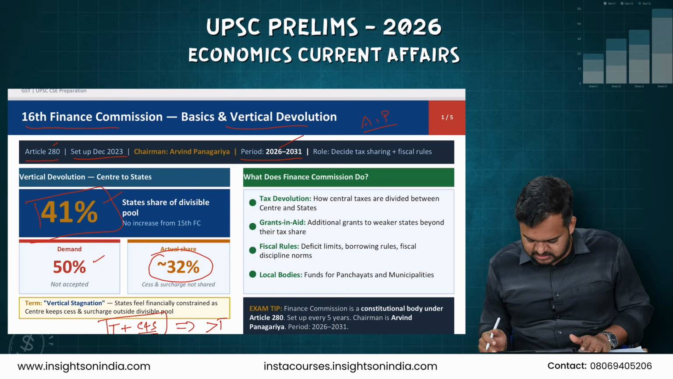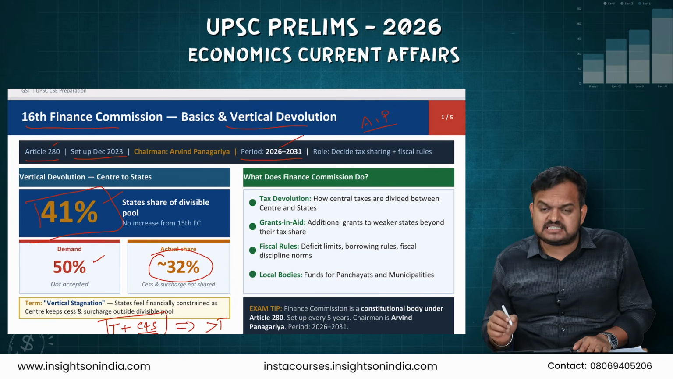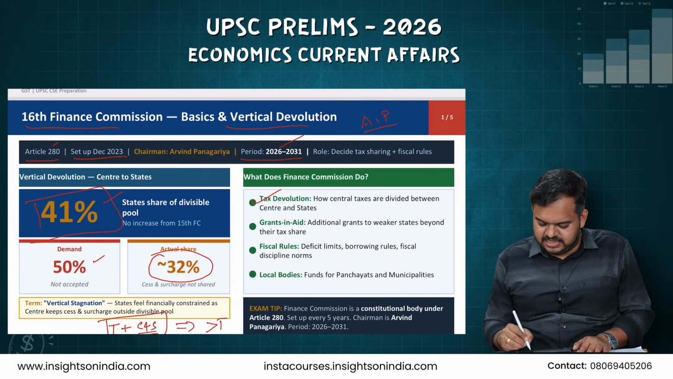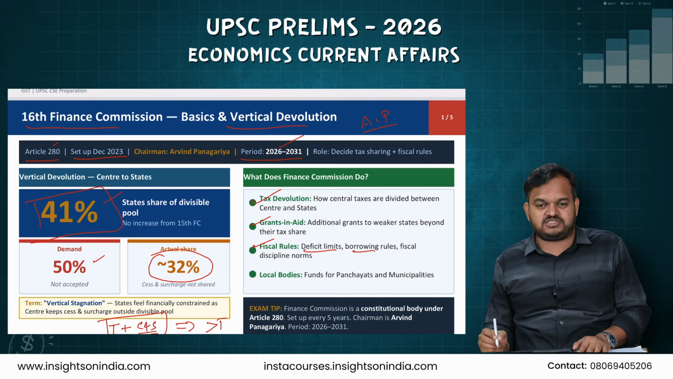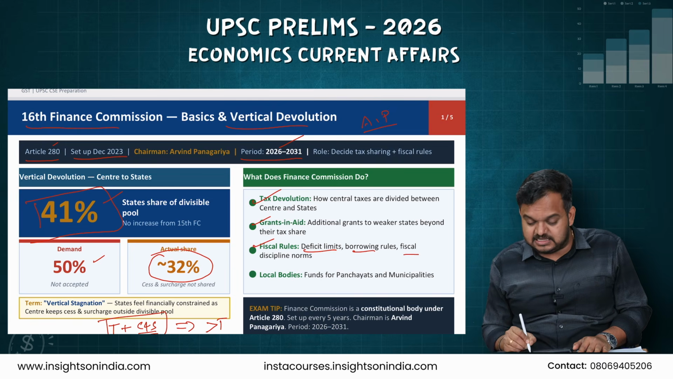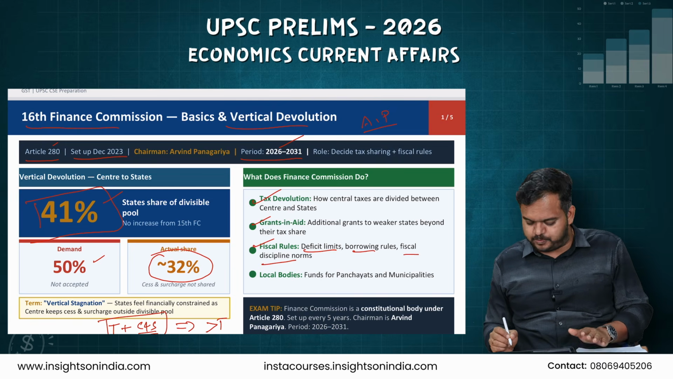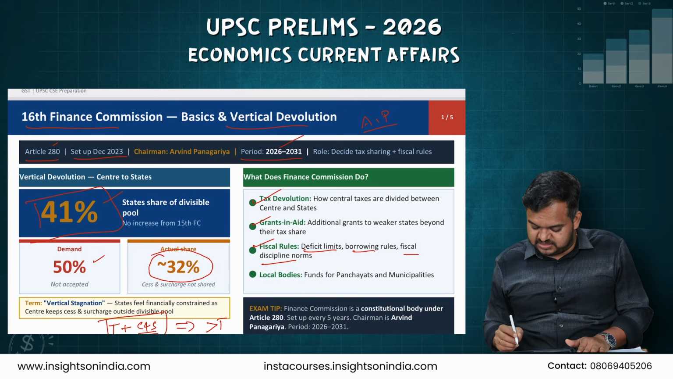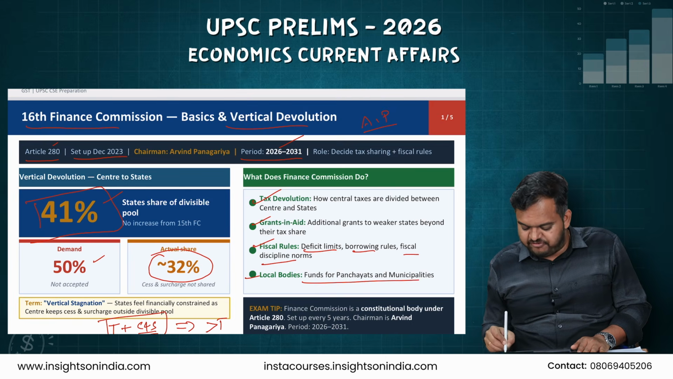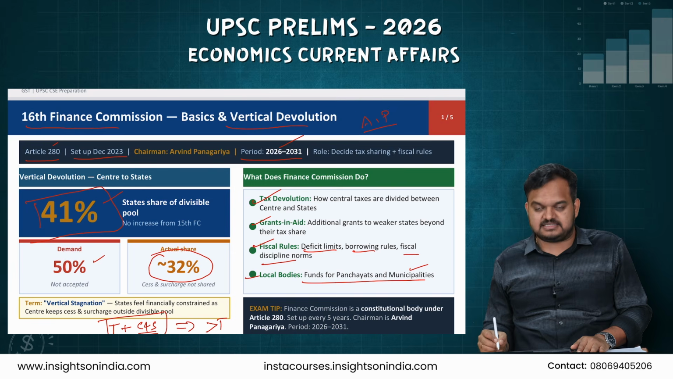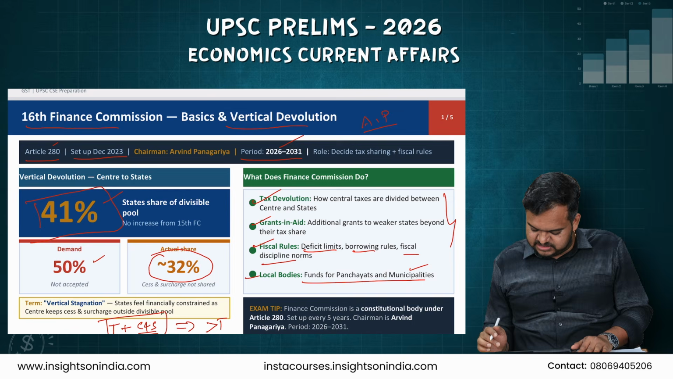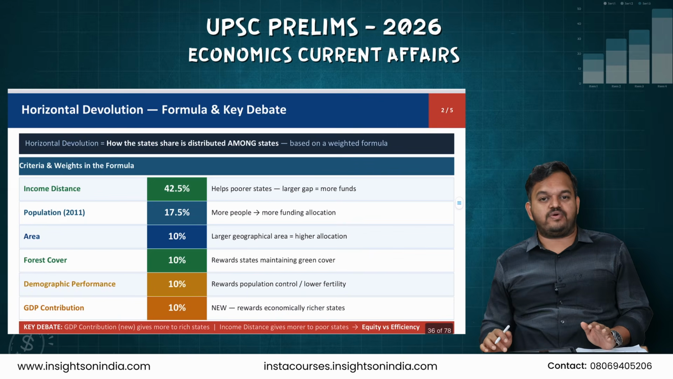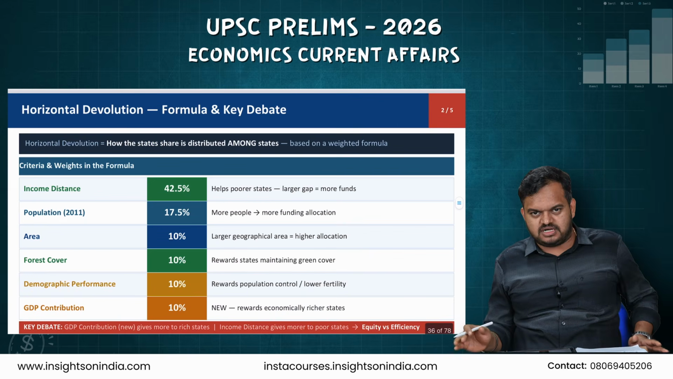Okay, that's a part. So what does the Finance Commission do? Tax devolution, grants-in-aid, fiscal rules. It will set deficit limits, fiscal deficit limits, borrowing rules, how much a government must borrow, fiscal discipline norms, right? How to spend, where to spend, these things will be suggested by the Finance Commission. It also talks about funds for the panchayats and municipalities, that is, the third tier of government, local government. So these are the functions of the Finance Commission. Now we talked about vertical devolution. Now what about horizontal devolution?